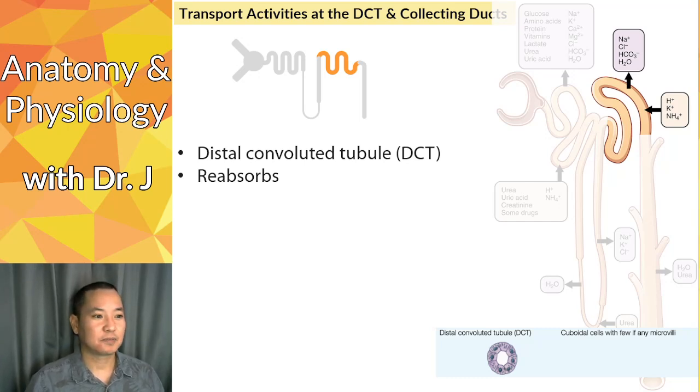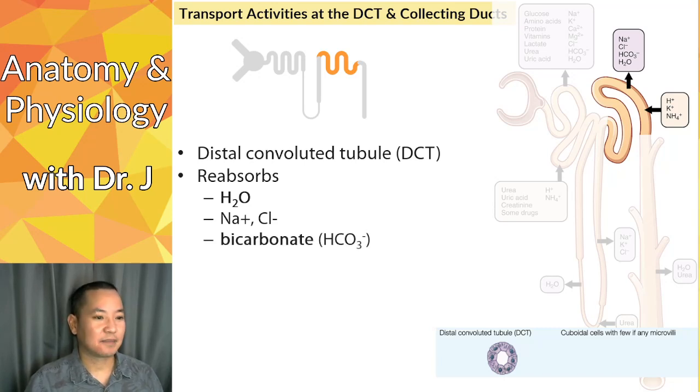You already reabsorbed most of your nutrients at the proximal convoluted tubule, pretty much what you want. Now the distal convoluted tubule, which is almost at the end, is more about fine-tuning and adjusting the composition of your blood and your urine. You can reabsorb water depending on the hormones and other factors in play. It also reabsorbs electrolytes and bicarbonate.